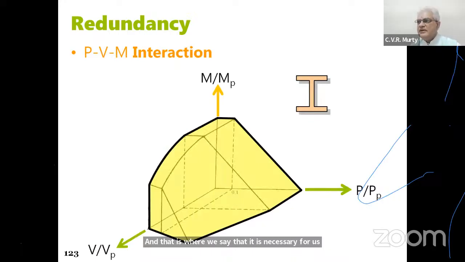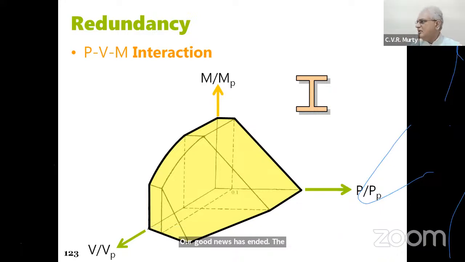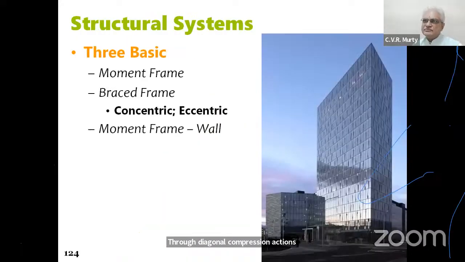Our good news has ended the moment we recognize that not just P and M, but P and M come along with V. And so the three-dimensional interaction of P, M and V has to be recognized in our design procedure. Only then will we be able to ensure that ductile actions will happen. Otherwise, we can have even brittle failures through diagonal compression actions activated by shear.